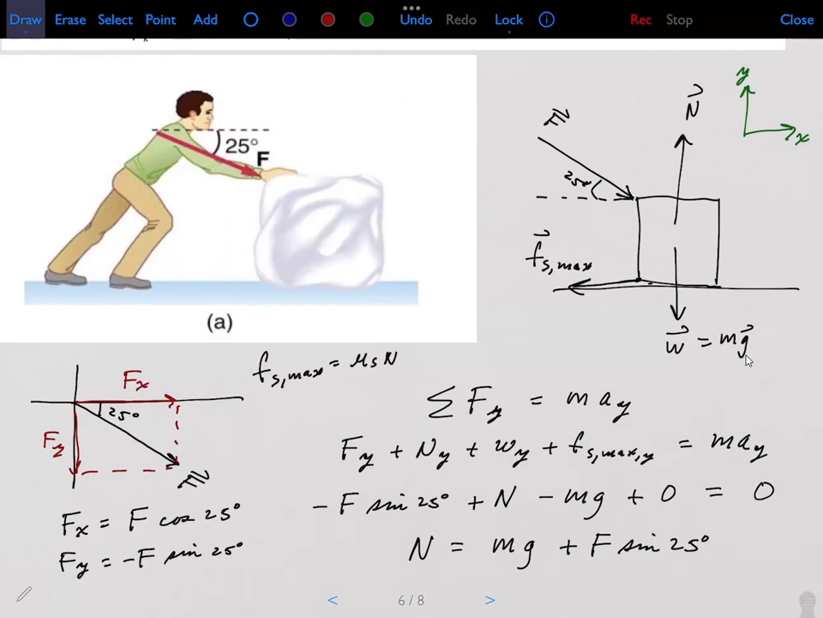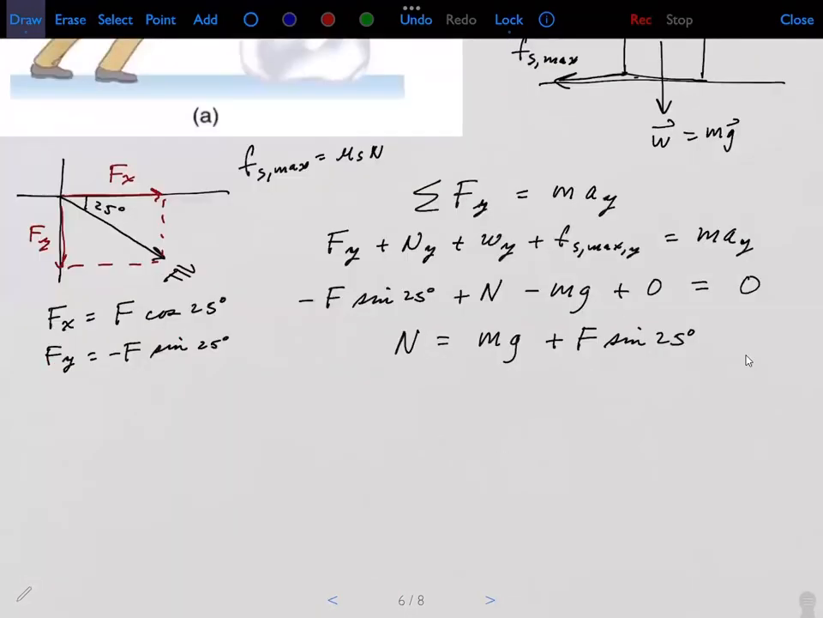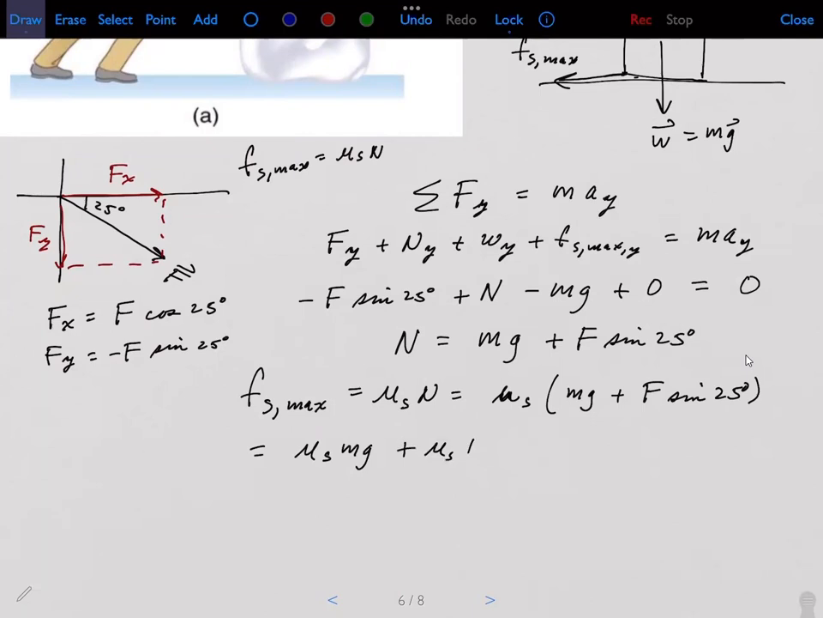Okay, so actually now I could figure out Fs max. I'm just going to leave this in terms of variables. Fs max is mu s times N. So this is going to be mu s times (mg plus F sine of 25). So that's going to equal, I'll distribute, mu s mg plus mu s F sine of 25 degrees.